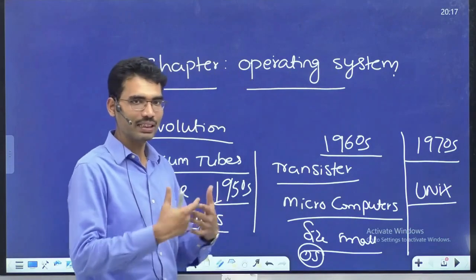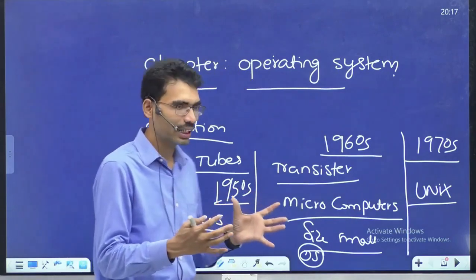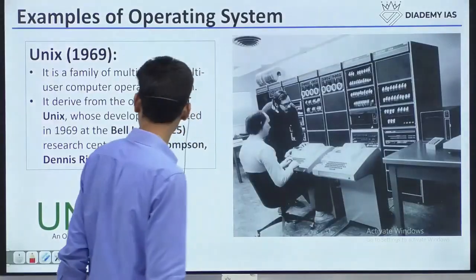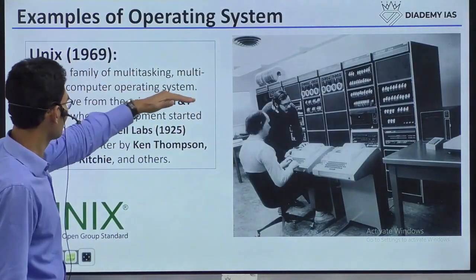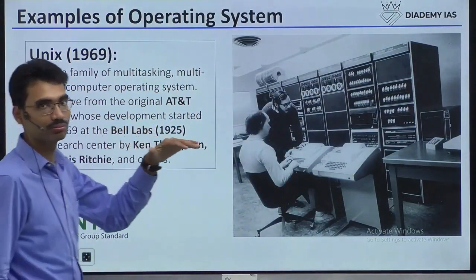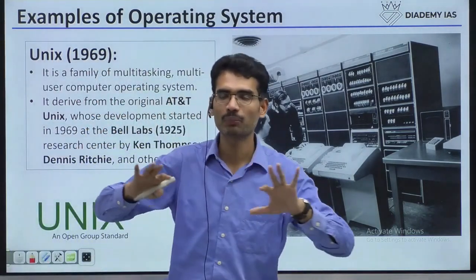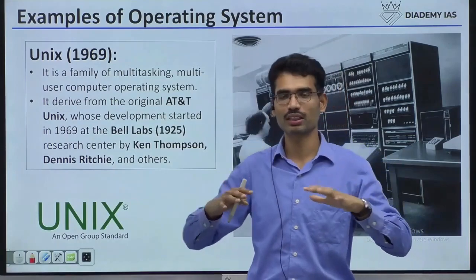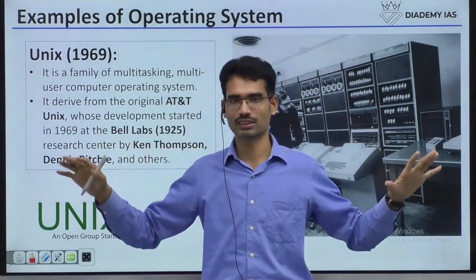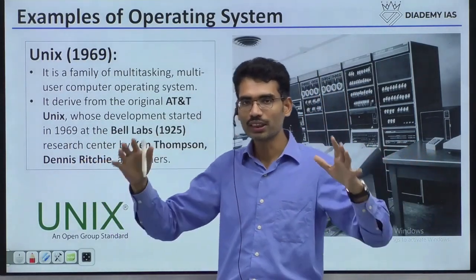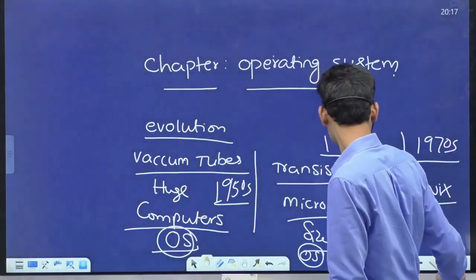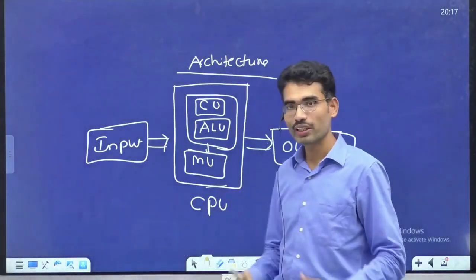This operating system has the capability to run multiple tasks at a time. It is a family of multitasking, multi-user computer systems. In the same computer, multiple users can work: I can work, you can work, some other person can also work. Multi-user: single computer, multiple users. And now you need some kind of instructions to differentiate.